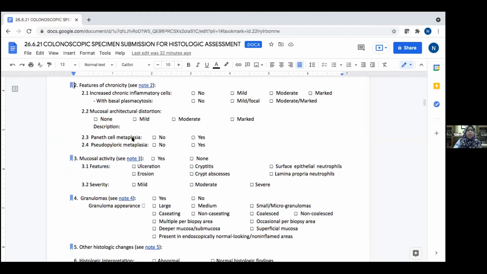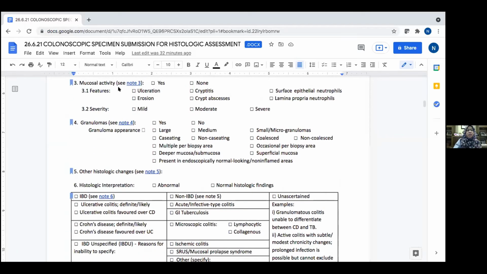Okay, so Paneth cell metaplasia, whether it's present or not, or pseudopyloric metaplasia is present or not, we'll go through in the notes later. Now, mucosal activity, if it's present, just note whether you see ulceration, erosion, cryptitis, or crypt abscess, neutrophils in the surface epithelium, or at least whether there are neutrophils present in the lamina propria. And again, you just try to classify whether the activity is mild, moderate, or severe. Again, we'll cover that in the notes section later.